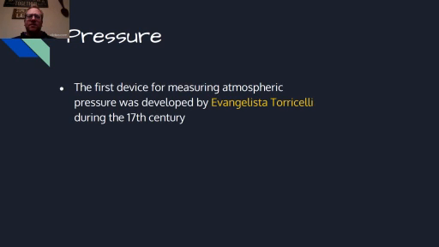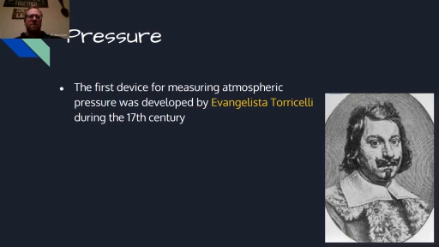The first is a device for measuring atmospheric pressure, so we're looking at the collisions in the atmosphere, not in an enclosed space, but in the atmosphere. It was first developed by Evangelista Torricelli, and I'm probably saying that wrong, it's Italian, during the 17th century, when he first developed his device for measuring atmospheric pressure. And here's a picture of him.